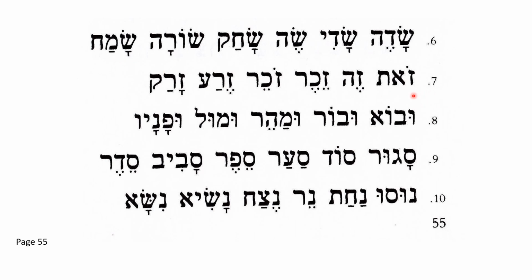Line 7. Zot, zot. Ze. Zecher, zecher. Or zecher. Zocher, zocher. Zera, zera. Zarak, zarak.